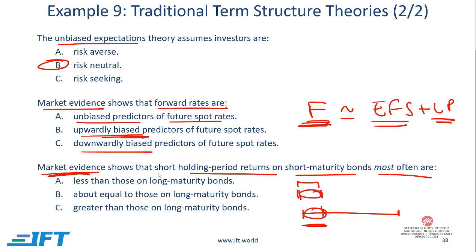So going back to the question, if we have short holding period returns, let's say 1 year, a short maturity bond will give a return that is less than the return on long maturity bonds. So the best answer here would be A.